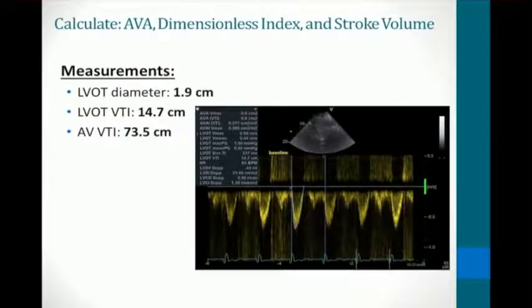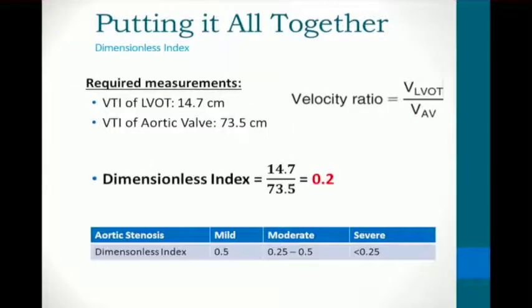We've measured an LVOT VTI of 14.7 and therefore can calculate the aortic valve area, dimensionless index, and stroke volume. So let's put it together. Let's start with dimensionless index. We will simply take the ratio of the LVOT VTI and aortic valve VTI. It's essentially the continuity equation without the worry of the LVOT diameter. We get a ratio of 14.7 over 73.5, and our dimensionless index is 0.2. This is consistent with severe aortic stenosis.